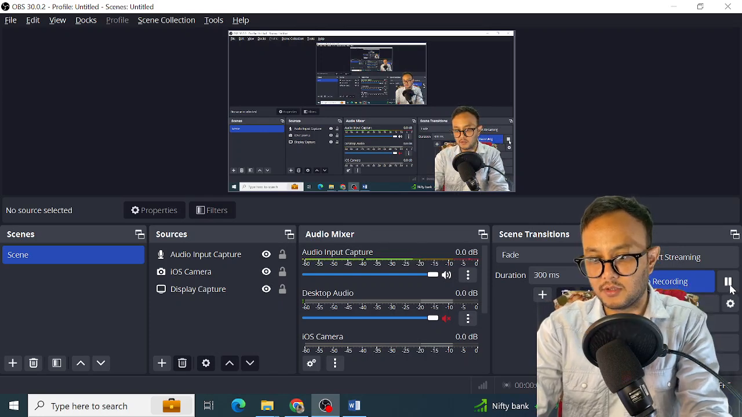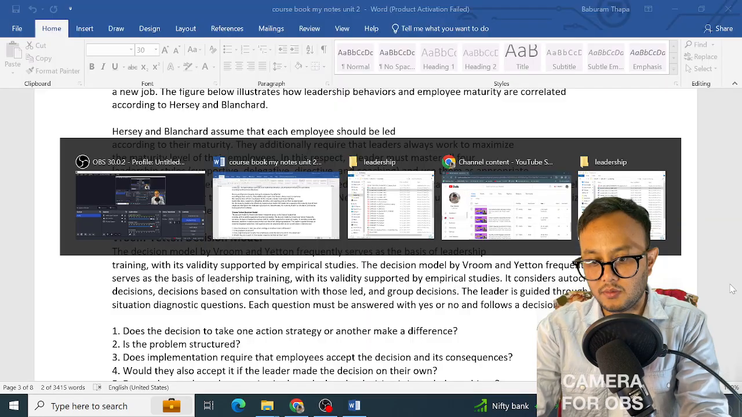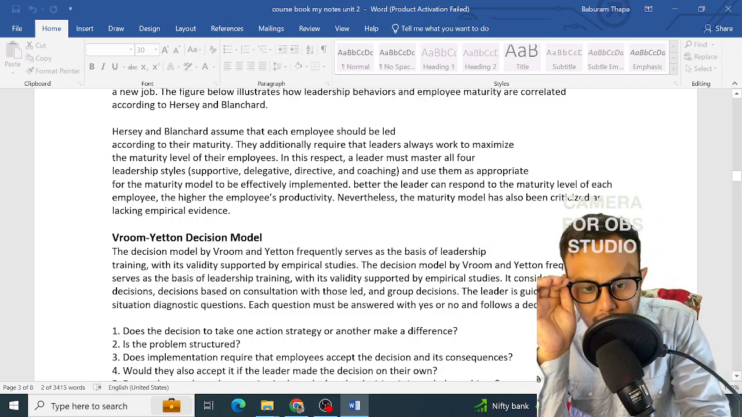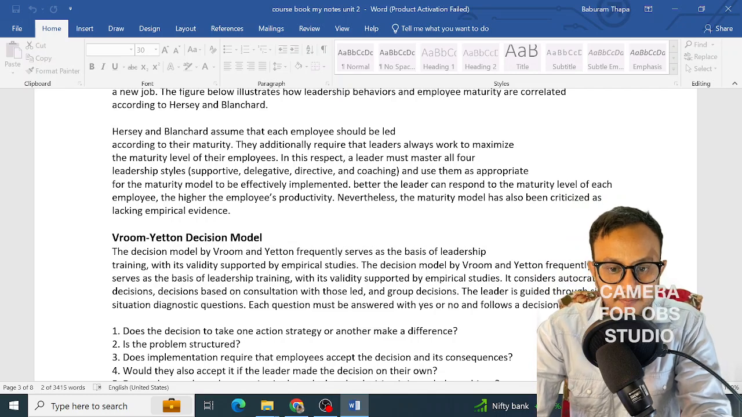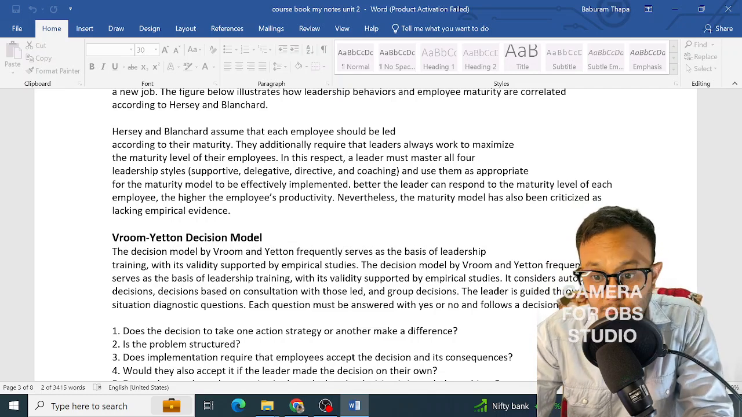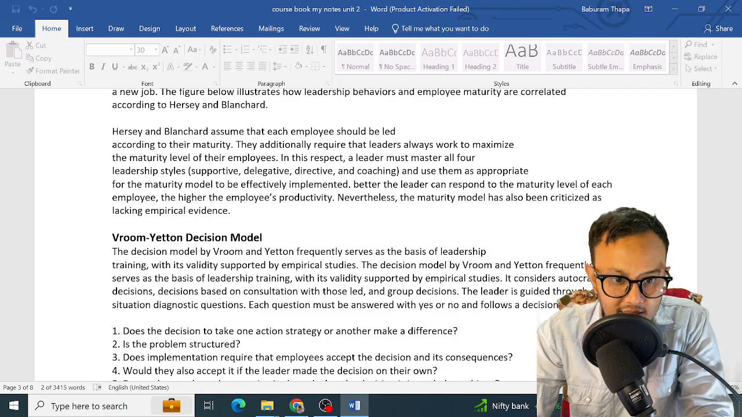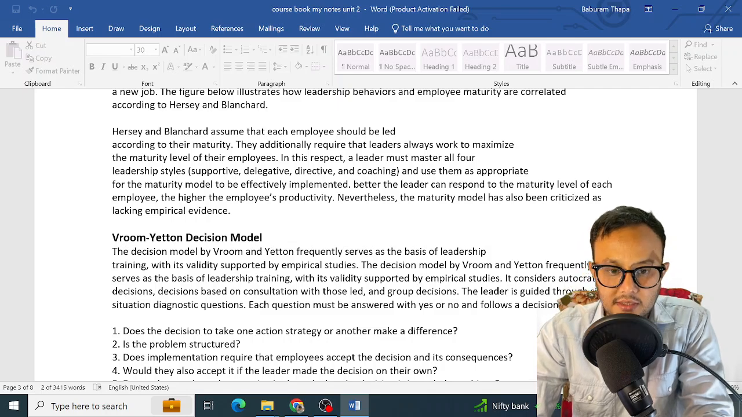Hersey and Blanchard assume that each employee should be led according to their maturity level. The better the leader can respond to the maturity level of an employee, the higher the employee's productivity. Nevertheless, the maturity model has also been characterized as lacking empirical evidence.